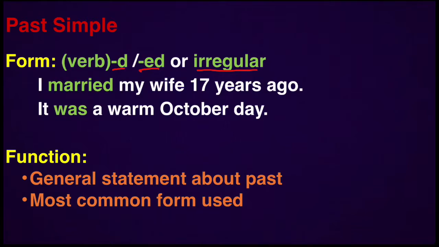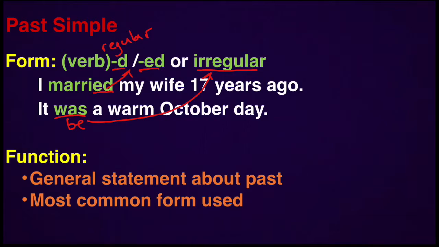So we've got these regular verbs that have D or ED, like I married my wife 17 years ago. So we see the ED ending there. We take marry and we change the Y to I and add ED. But then we've got this next sentence. It was a warm October day. So was is an irregular form of the be verb. So this would be classified under irregular, and then married would be what we call a regular form of the past tense. So when we're using the past simple, you could see either regular ED verbs or irregular verbs.